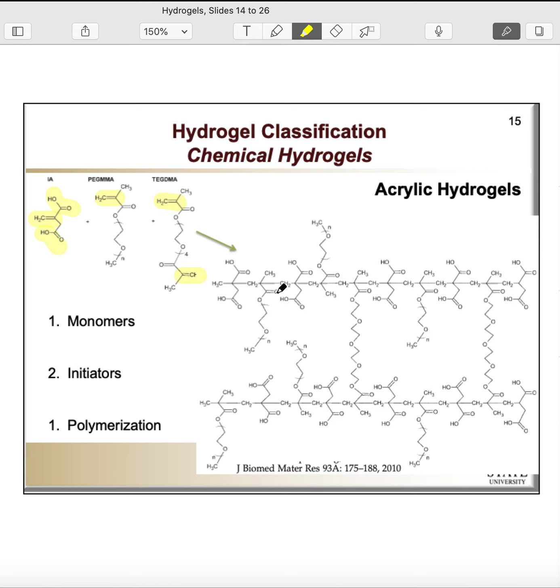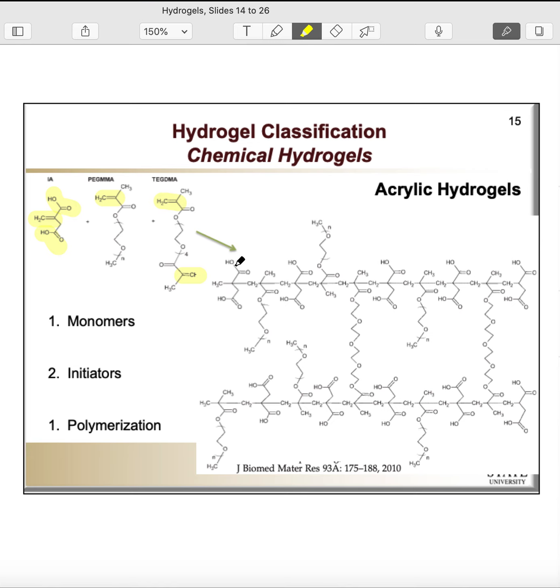And here I'm just showing a snapshot of what the polymer would look like once we actually carry out the polymerization. In this particular case, this was a UV-initiated free radical polymerization utilizing a UV initiator. And the chemical structure is shown.